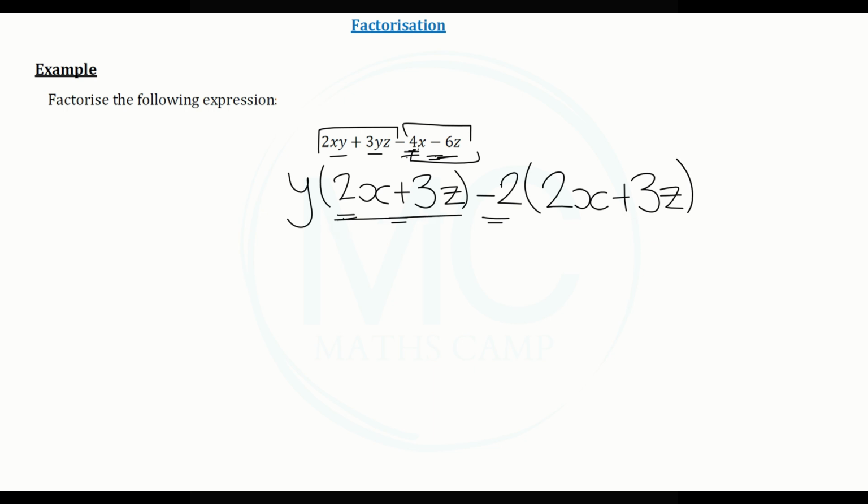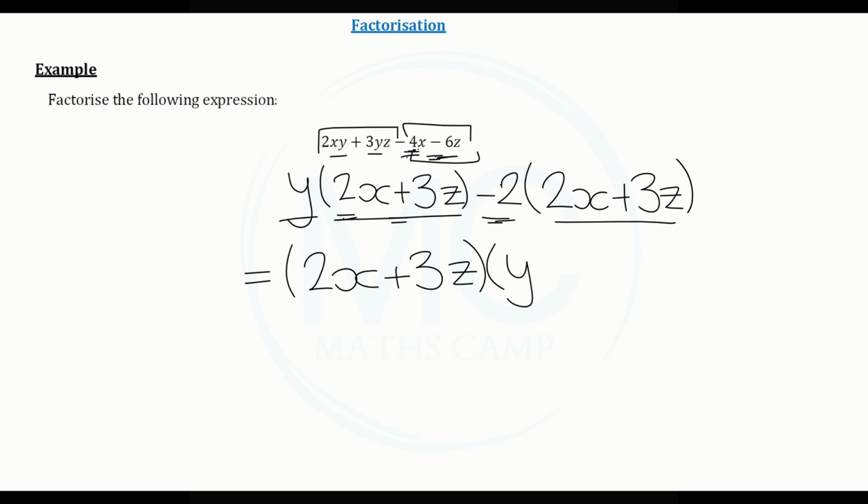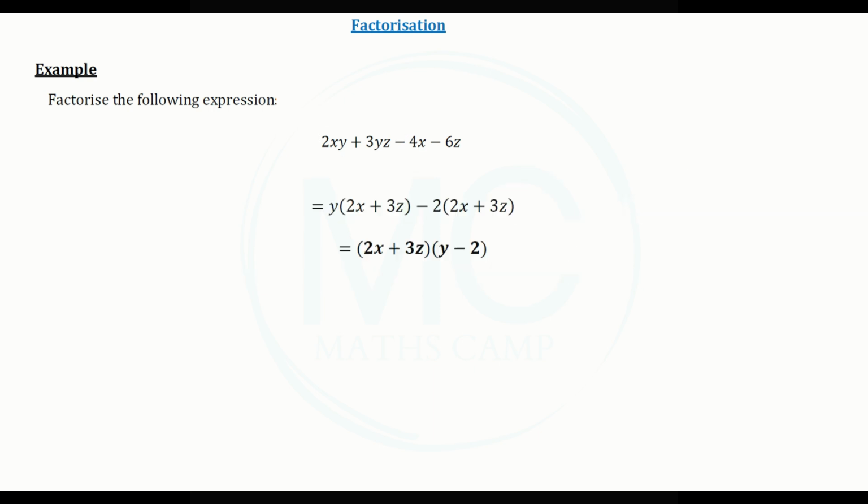Now we have the same terms with the same operation in each bracket, and we can take our brackets out as a common factor. So we can say the bracket of 2x plus 3z. From the first term, we're left with y. So we can say y. And the second term, we're left with negative 2. And we've now factorized this expression. Let's do another one.